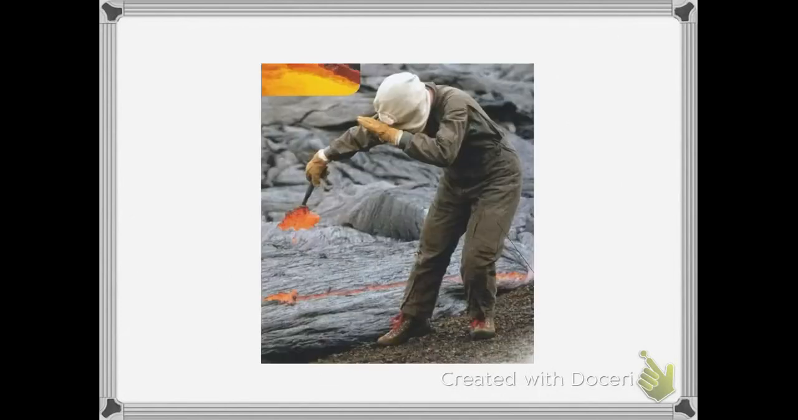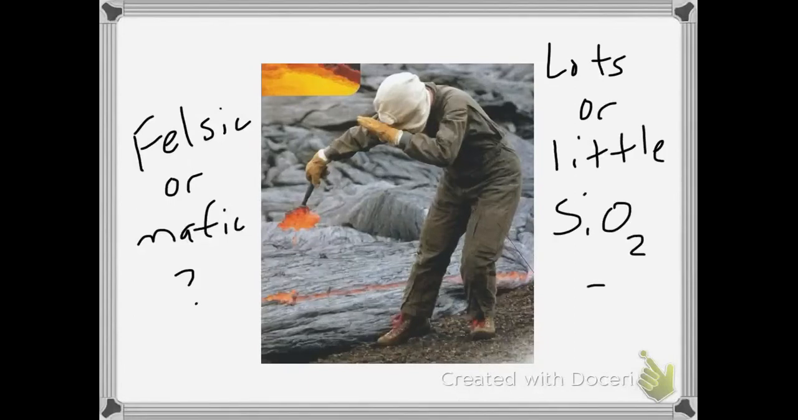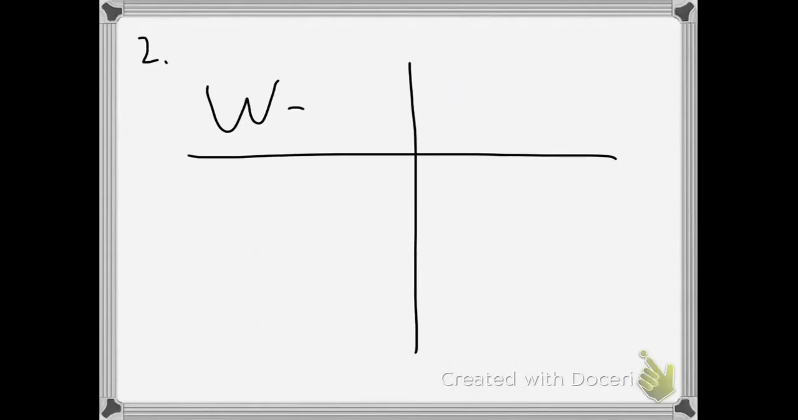Question number 2, we have a picture of a nice, interesting person who's hard at work. Is this person digging in felsic or mafic igneous rock or lava? That is mafic, of course. It is basalt. Compared to the felsic stuff, do you think there's a lot of SiO2 or quartz, or a little bit? The answer is there is a very small amount of quartz.